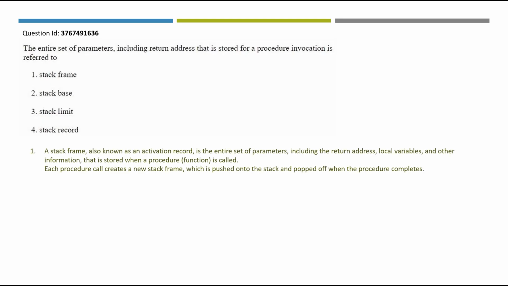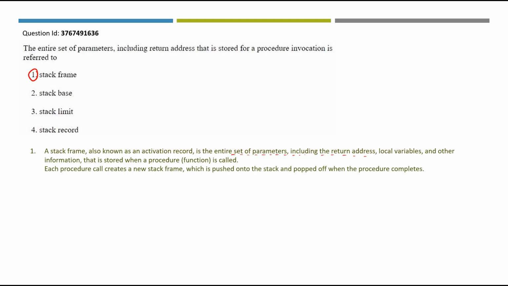A stack frame, also known as an activation record, is the entire set of parameters including the return address, local variables and other information that is stored when a procedure, that is when a function, is called. The entire set of parameters including the return address is what is given here. It is stored when the procedure is called, which is equated to stored for a procedure invocation. Invocation means calling. Stack frame will be the right answer. Option number 1 will be the right answer.